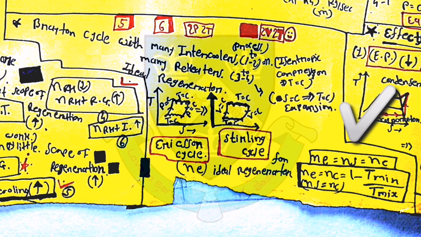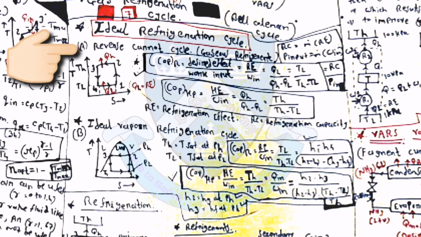Now moving towards the 7th cycle. Basically, the ideal refrigeration cycle includes two types. The first one is the reverse Carnot cycle. The diagram of T versus S is here for the reverse Carnot cycle, and COP of R is equal to desired effect upon work input, which is RE by Wn, which is equal to QL upon (QH minus QL), which is equal to TL upon (TH minus TL).